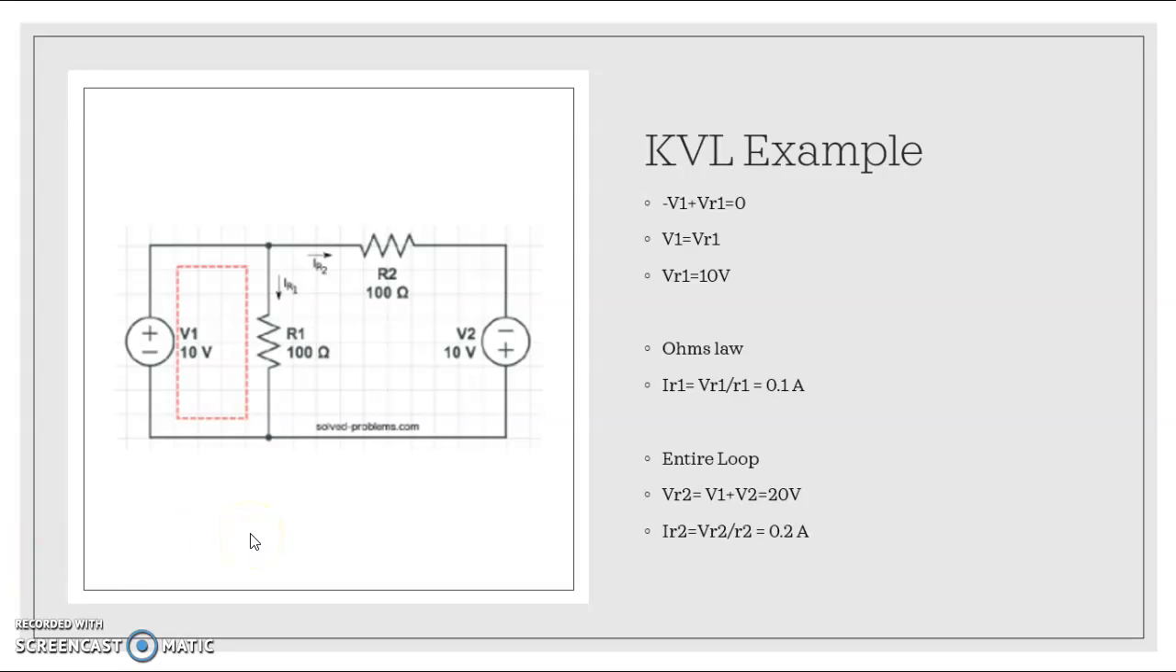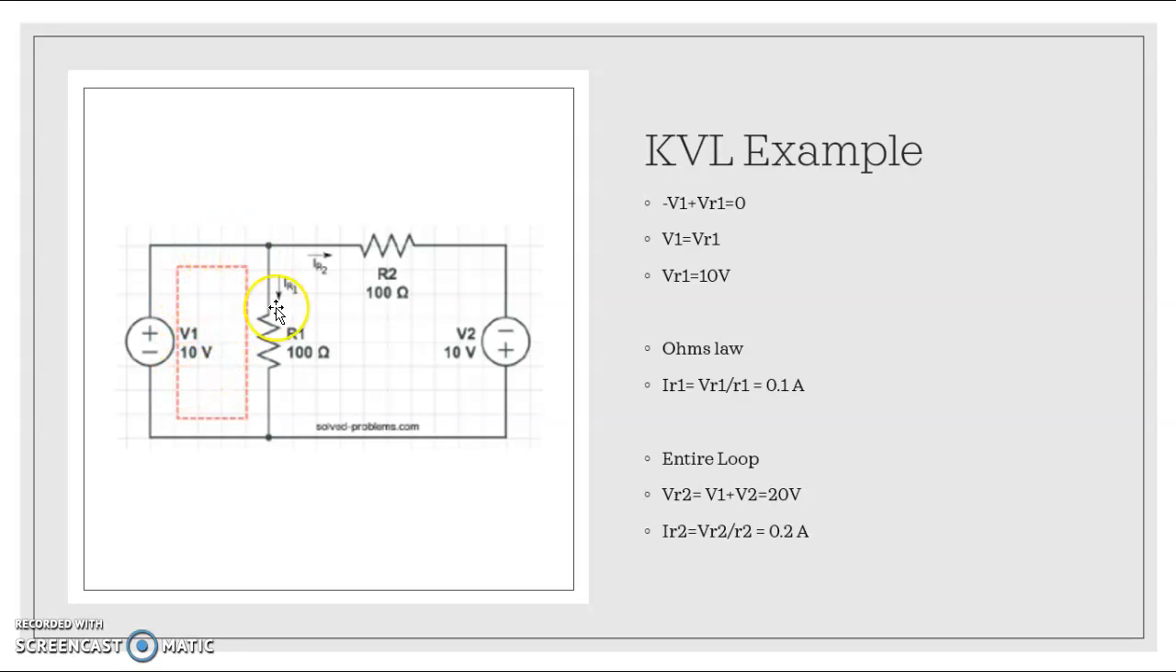And so we move on to an example. Here we have a circuit with V1 equals 10 volts, V2 also equal to 10 volts, and 200 ohm resistors. And what they want to know is the current through resistor 1 and the current through resistor 2. And so we'll apply both KVL and Ohm's law to get these currents.